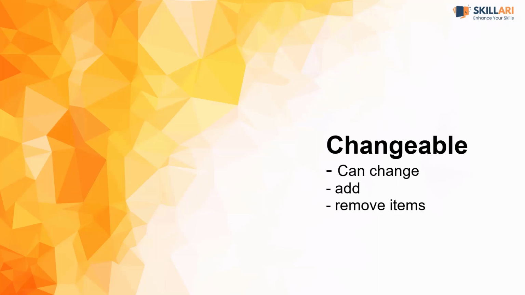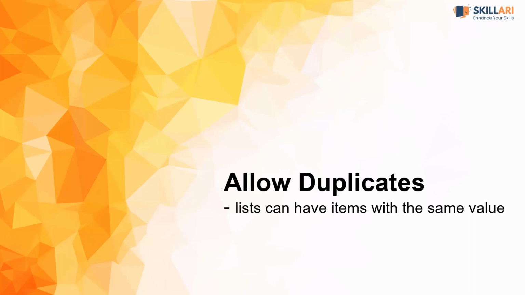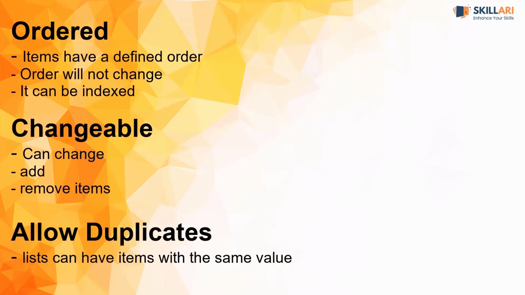Also, lists are changeable. When I talk about changeable, the meaning is we can change, we can add and remove items in a list after it has been created. It also allows duplicates, so you can have duplicate values in a list also. So in short, to conclude, lists are ordered, changeable and it does allow duplicates.